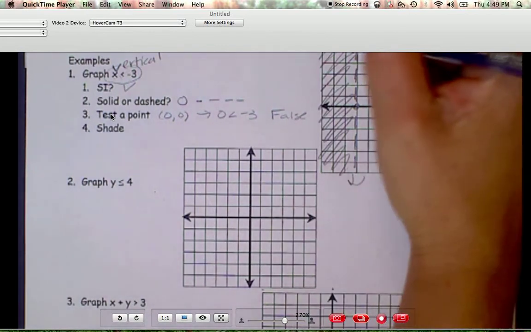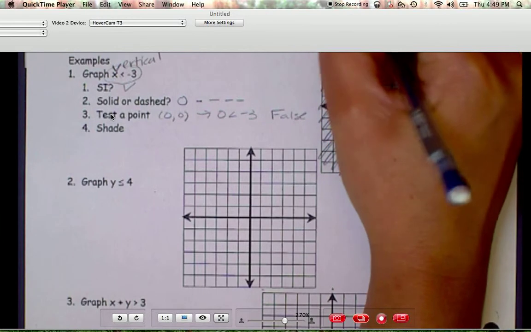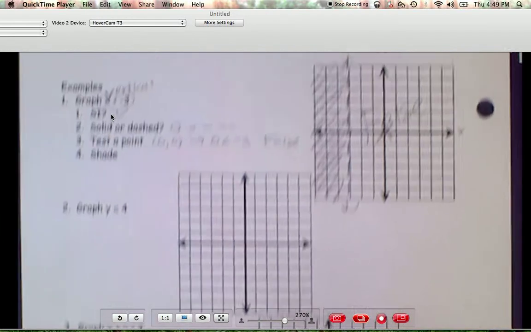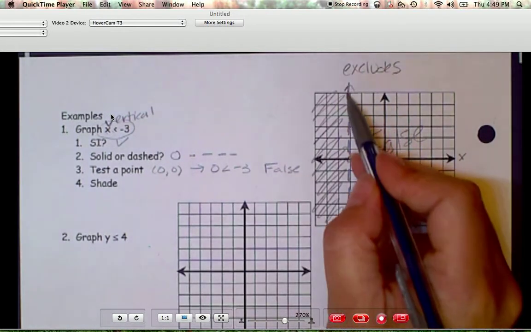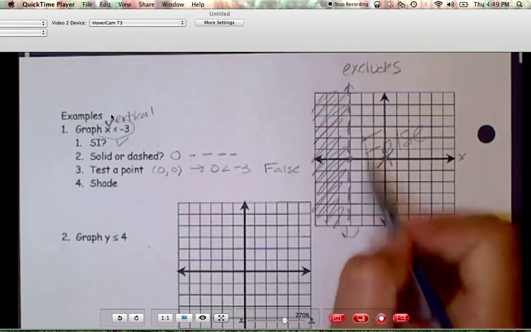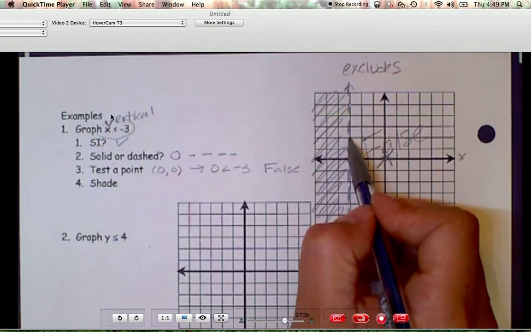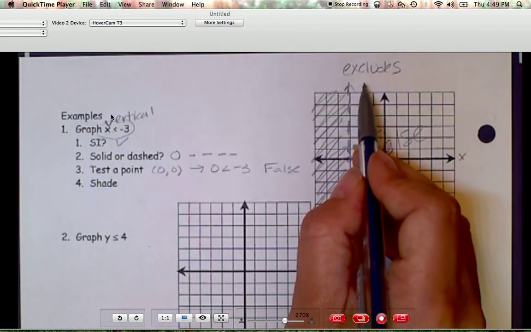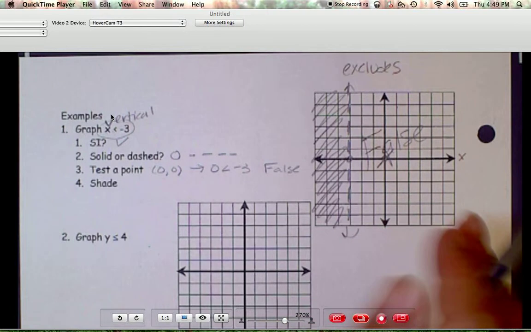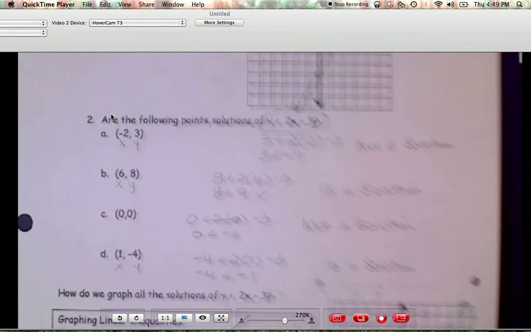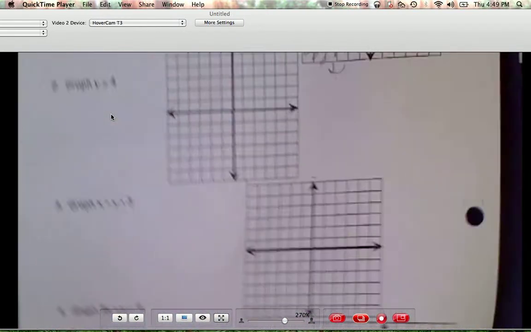So the dashed line means it excludes, does not include these points along the line. So one of these points would give us exactly -3. So a dashed line means excludes the boundary line. If it's a solid line, then it includes the boundary line.